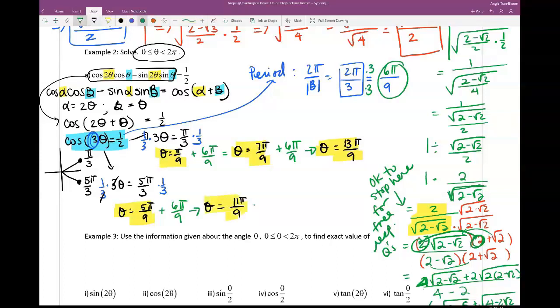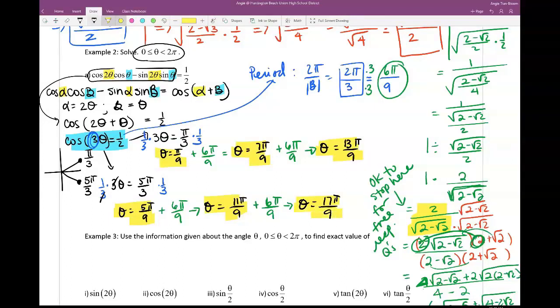I'm going to keep adding until I reach near 18 over 9. So if I add that, would you agree my next angle is going to be 17 pi over 9? Okay, and that's as close as we are going to get because 18 over 9 is 2 pi and we can't even include 2 pi. So these are all of the answers for theta.